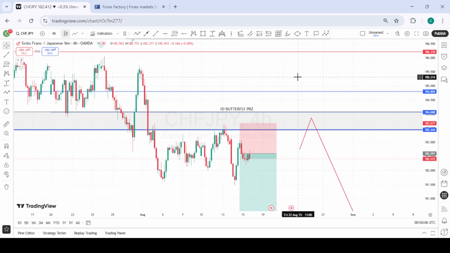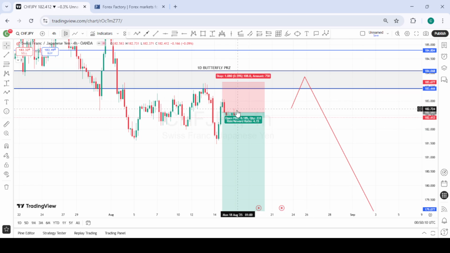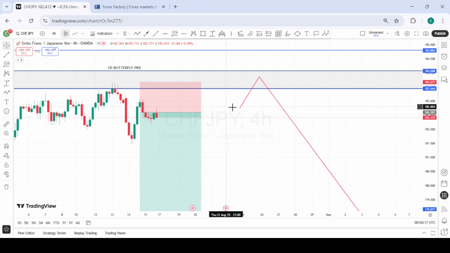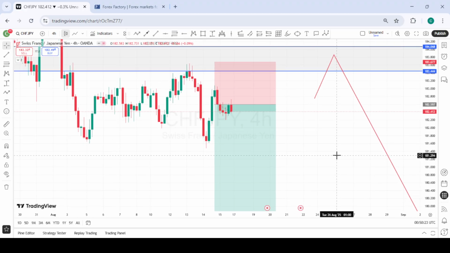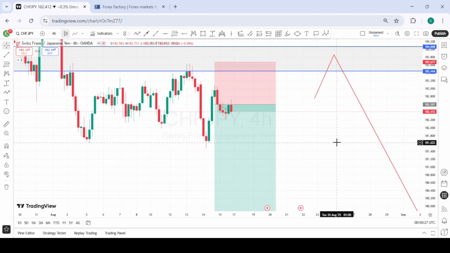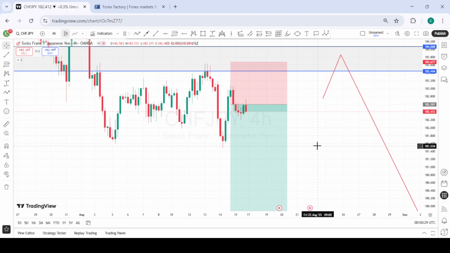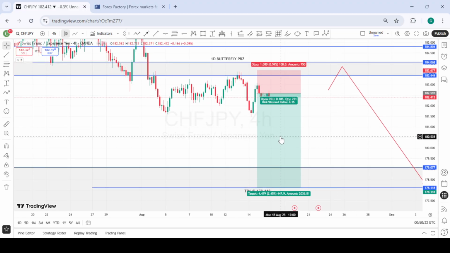And then we had CHFJPY. So for CHFJPY, we're expecting price to pull back into this area of interest. Price pulled back, gave us a very strong bearish momentum, and it pulled back up again. Then we got this 4-hour confirmation candle, this 4-hour bearish engulfing candle during the Asian session on Friday, and we took our trade here. So price is currently in some small profits, so we are going to continue to hold this trade to our final TP.